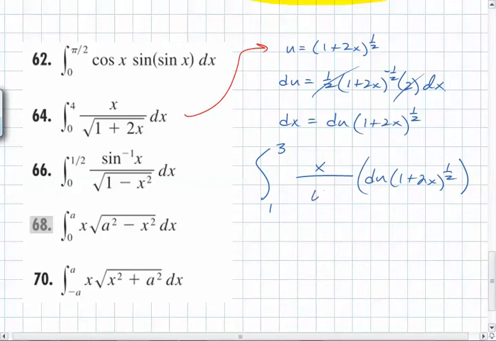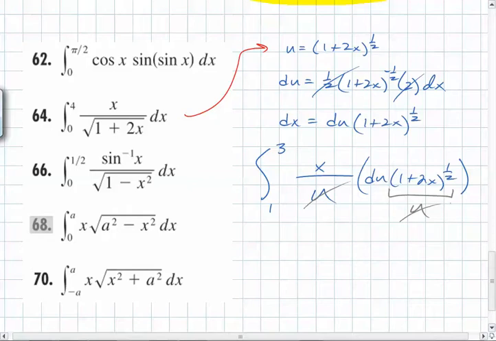That's fine. But again, it looks like we're stuck. But what's really nice here? Cancel that. What is this right here? u. That is u. So what cancels? I know, hold on. I understand the issues that we're coming up against.